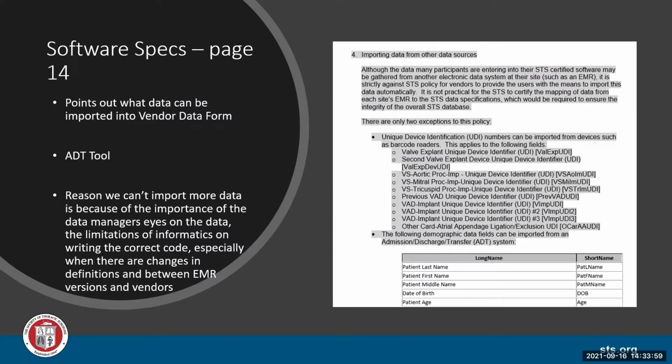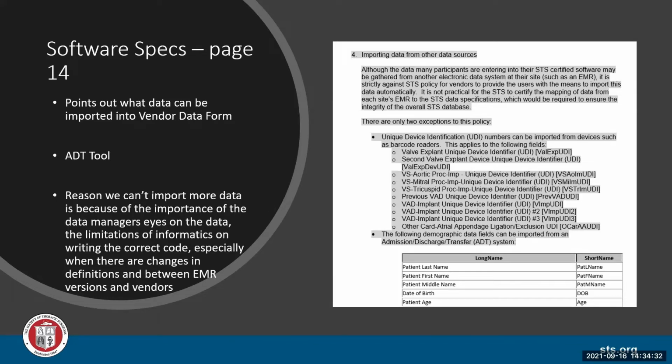Page 14 points out what can be imported into the vendor data form. Most everybody, I think, from a vendor standpoint, probably uses some sort of ADT tool, which is like an admission discharge tool where they can import the patient's medical record number and the date of birth and name and address and things like that. But this will give you a list of things that can be imported.